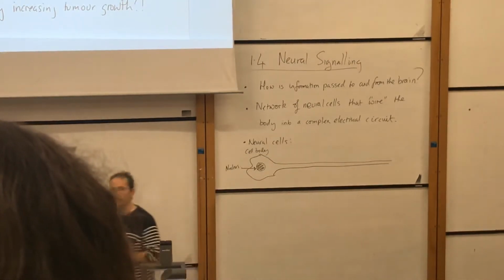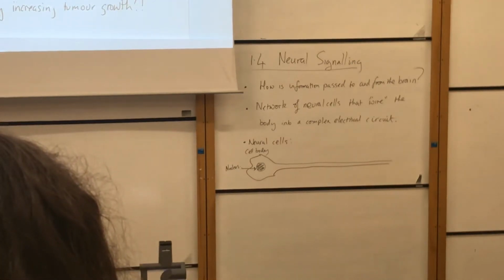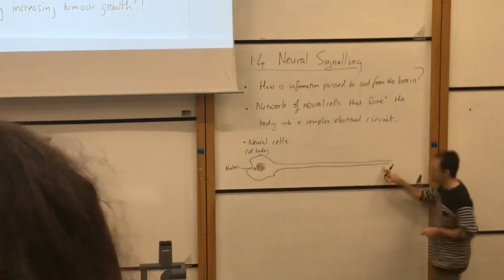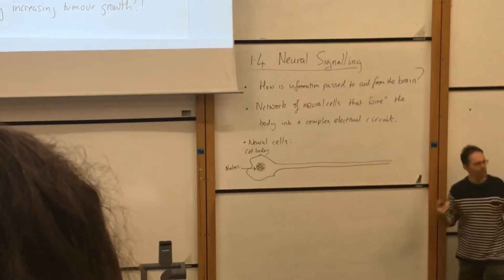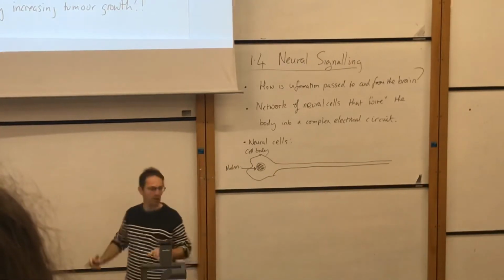I think the longest one in our body is almost of the order of a metre. And actually, if you go into animals, like whales, they can extend multiple metres. So these can be very big cells. They're very, very thin cables, but they can extend a long way.